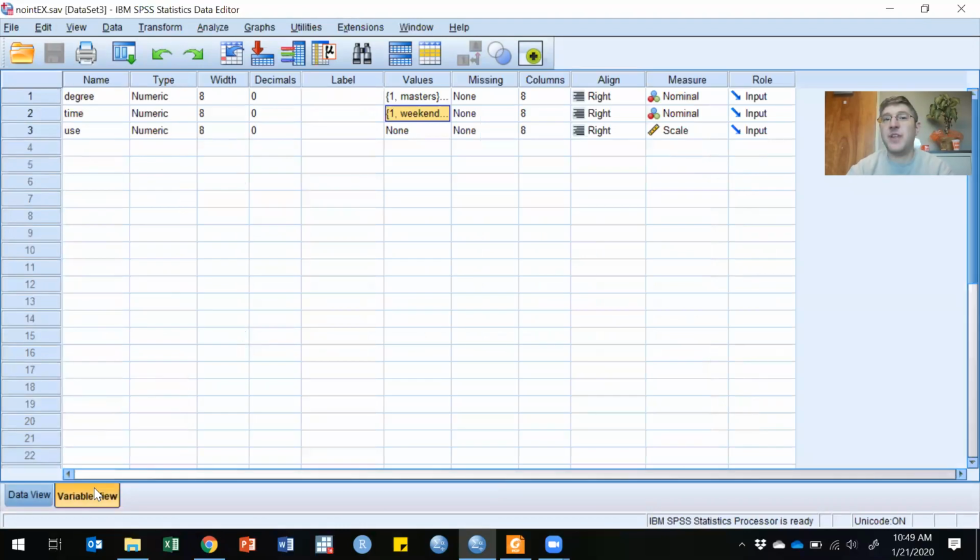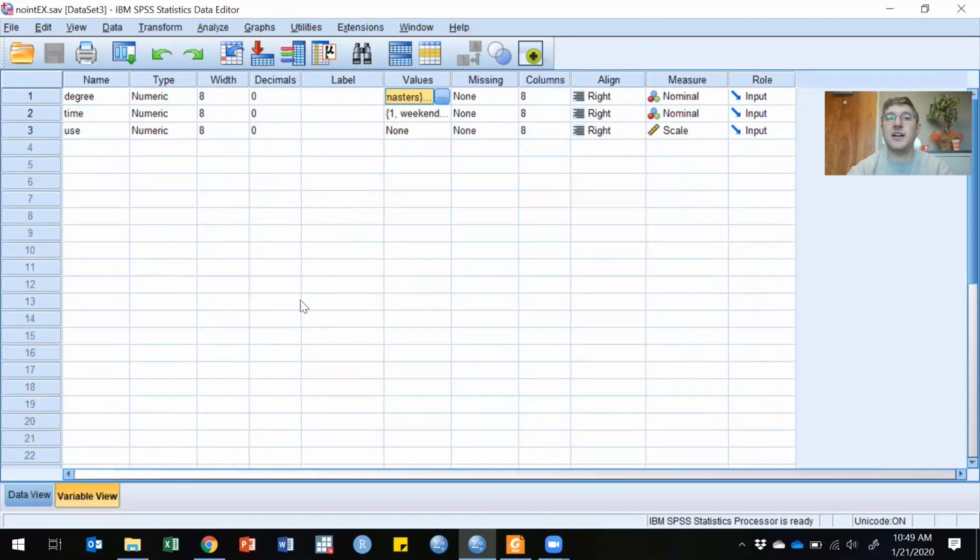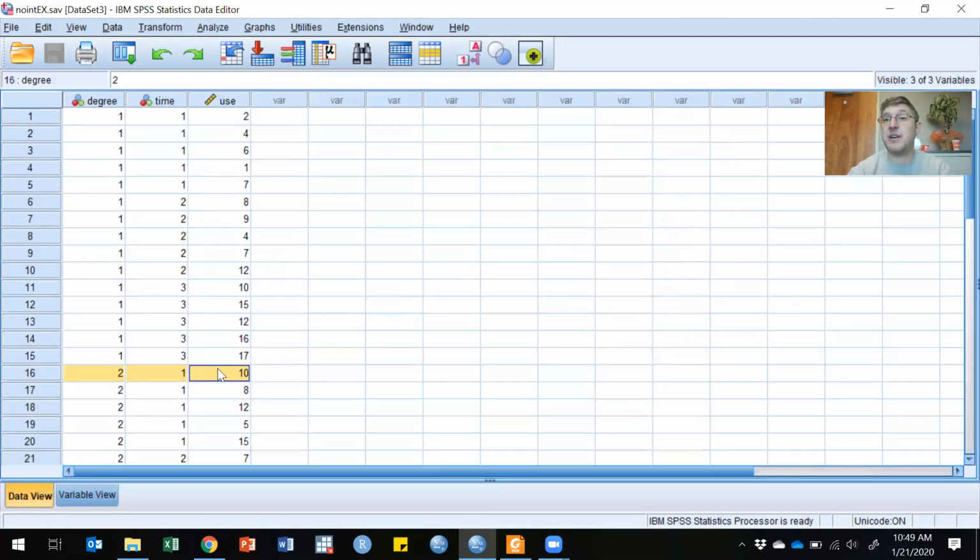If you're not familiar with how they're labeled, you can always go to the variable view tab, and then see what values you assigned. 1 was weekend, 2 was morning, 3 was evening, and then 1 was master's, 2 was doctoral students. You could assign them either way. You could have done 1 doctoral, 2 master's. Your results are all going to be the exact same. Just however you want to keep up with it. So notice how the data are typed in. You can practice typing in the data yourself, and then check that you have the same as what I did too.